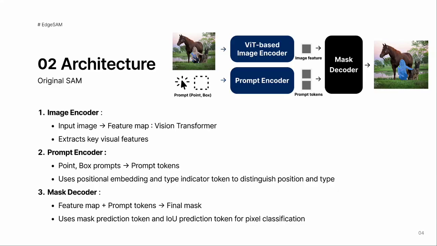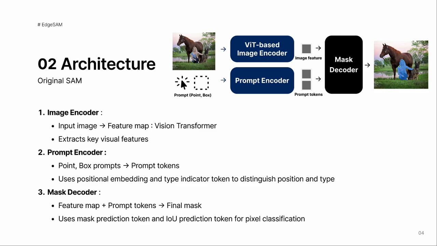The architecture of EdgeSAM is based on SAM, and SAM is composed of three components: an image encoder, prompt encoder, and mask decoder. First of all, image encoder receives image and extracts key visual features. Using vision transformer, input images convert to feature map.